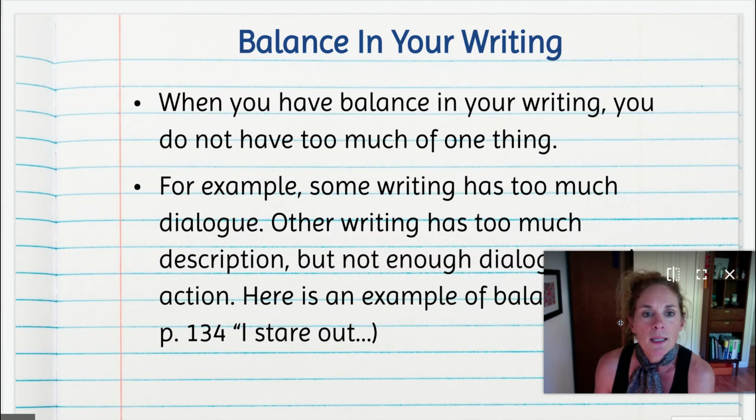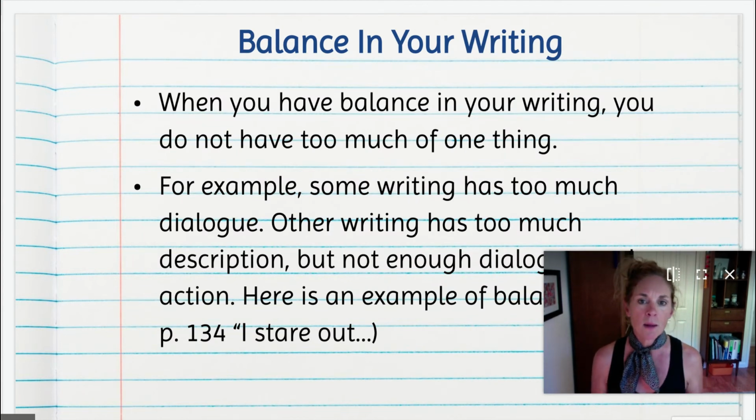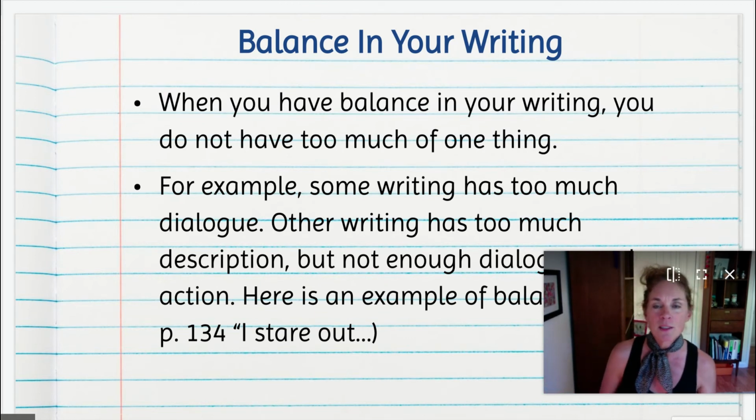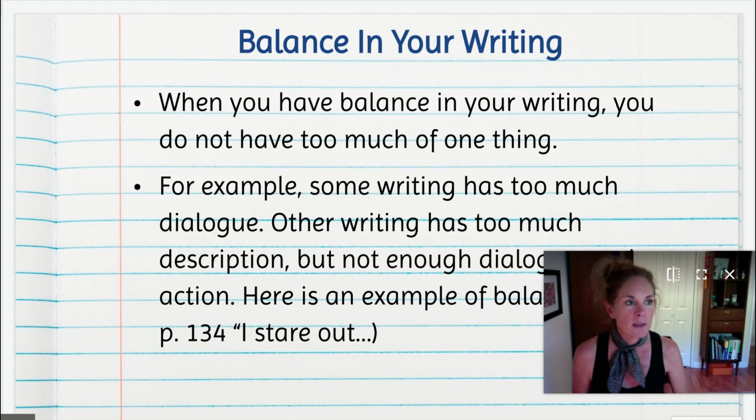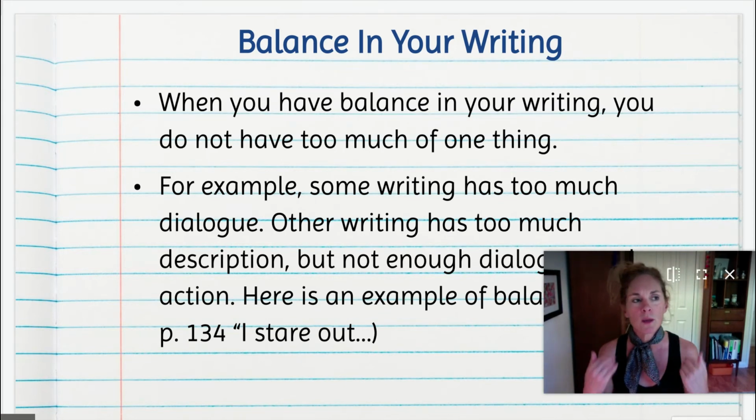When you're writing, you need balance. If you don't have balance, you will have too much of one thing. So for example, some writing has way too much dialogue, so there's not enough description for the reader to figure out where you are. Other times writing doesn't have any dialogue, and so maybe it has too much description. There just needs to be a balance between the two.